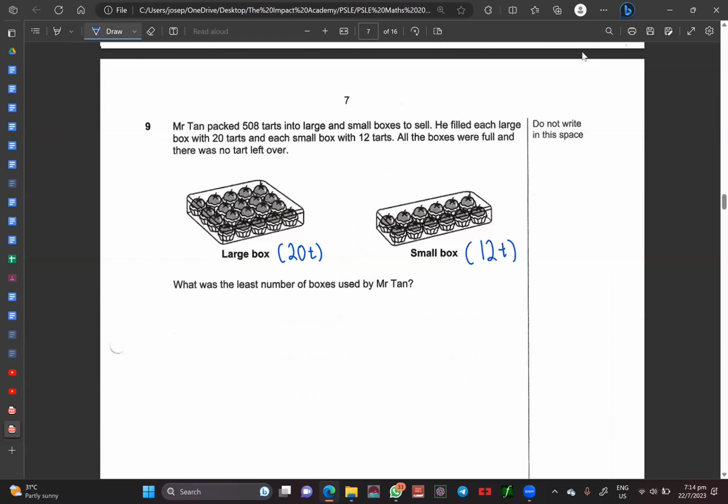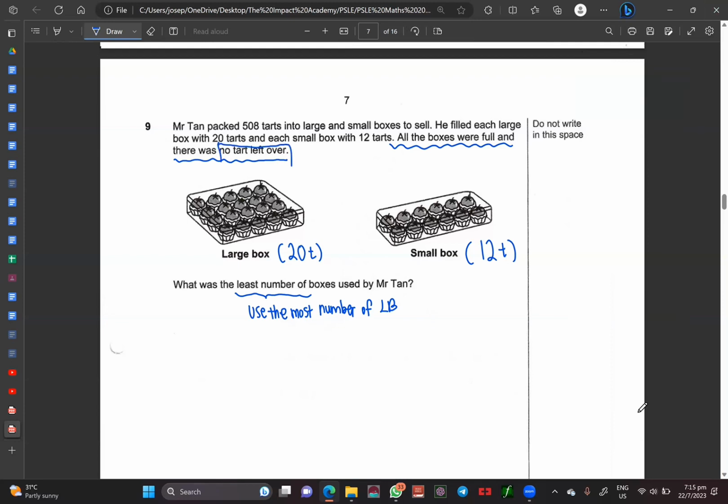Now, Mr. Tan wants to do something. Mr. Tan says that all the boxes were full and there was no tart left over. Mr. Tan wants us to find out what is the least number of boxes he should use. And I trust that most of you know what you are going to do. Because if I want the least number of boxes, I need to use the most number of large boxes. And do remember that you should not have a remainder because there will be no tart left over.